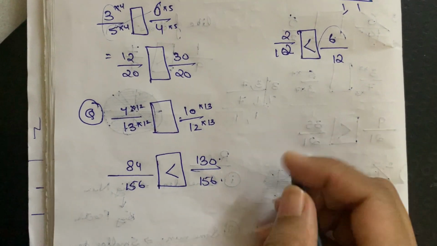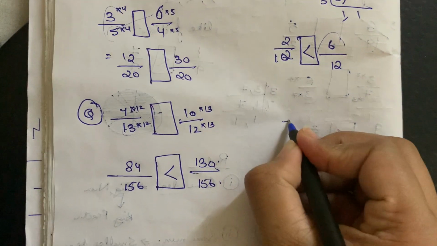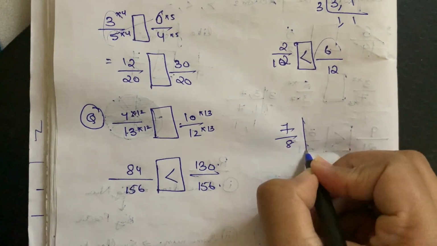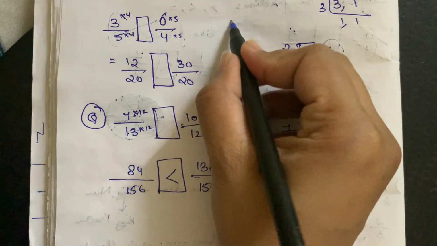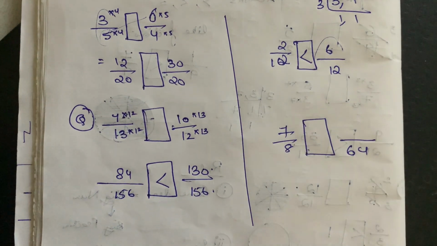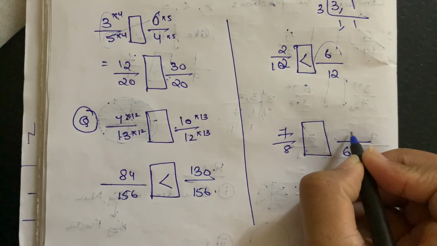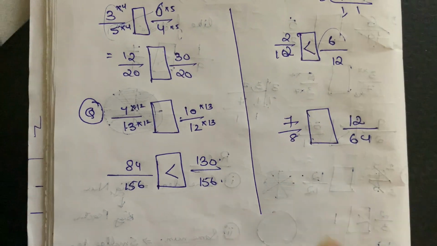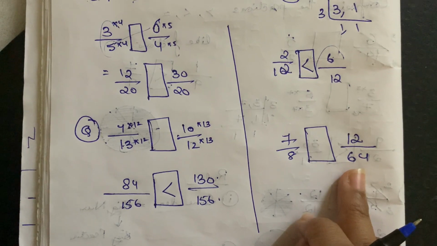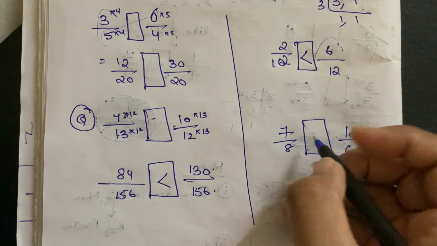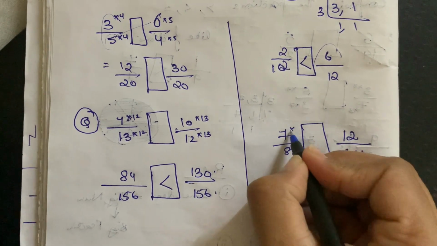What if I have a fraction like 7 upon 8 and something upon 64? Now the whole idea is to make the denominator same. Then what am I going to do here to make the denominator same? Can I multiply 8 with something to make it 64? Yes, I can multiply with another 8, 8 times 8 becomes 64. Then I can just multiply an 8 here.